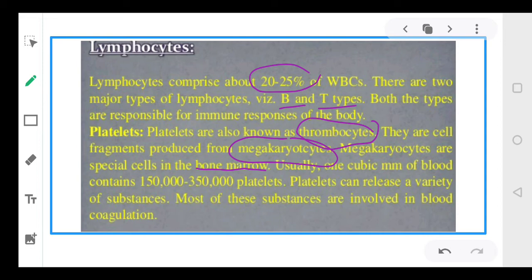So you see there is a huge amount of platelets present in our body, right? And these platelets are involved in blood coagulation. Blood coagulation means, suppose we get a cut somewhere, then blood comes out of our body, and our platelets form a covering there so that there is no loss of blood. Clear?